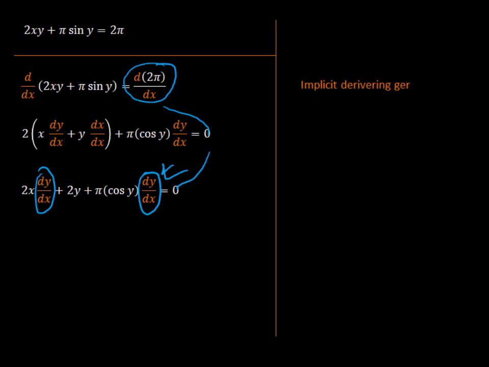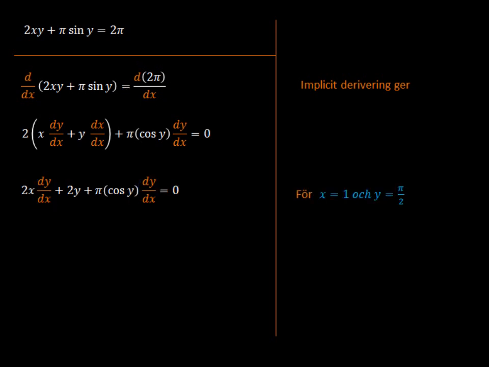But now we need to look at our particular condition, and that was that we had x equal to 1 and y equal to pi over 2. So let's use that, put it into the equation, and see what happens. All right, we have 2 times 1 times dy/dx plus 2 times pi divided by 2 plus pi times cosine of pi over 2 dy/dx equals 0.